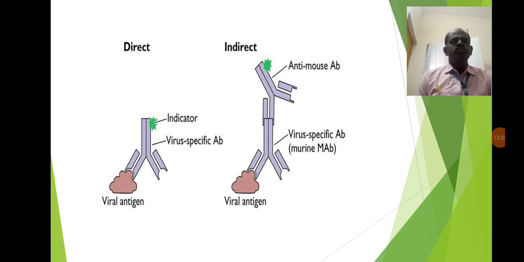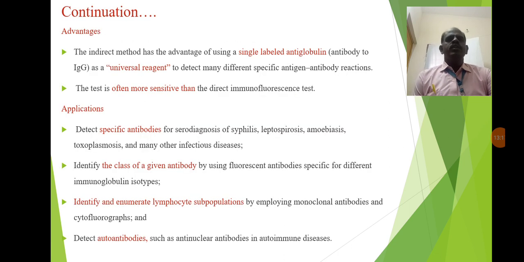And this diagram explains how the direct and indirect immunofluorescence work. In the first one, the labeled antibody is attached to the viral antigen, and in case of indirect, both labeled and unlabeled antibodies are combined with the viral antigen. Advantage: the indirect method of immunofluorescence has a single labeled antiglobulin. It is a universal reagent. It is often more sensitive than the direct immunofluorescence.